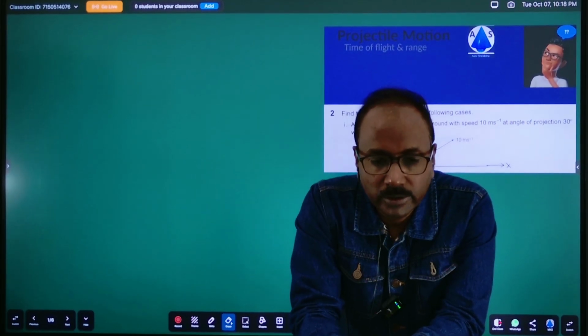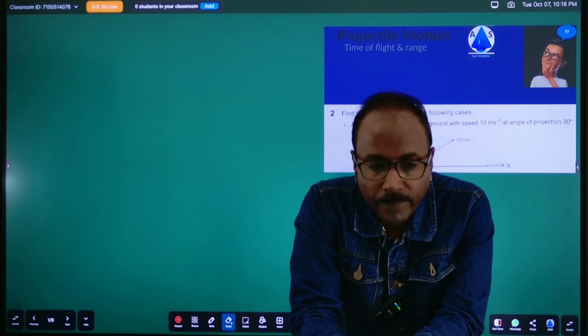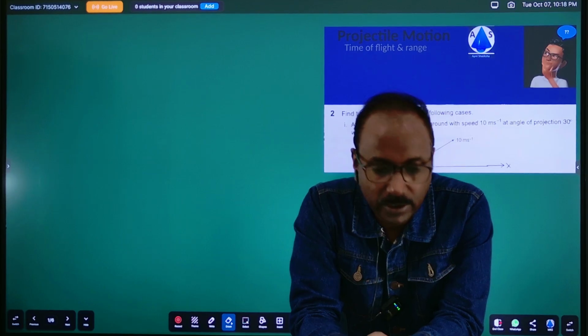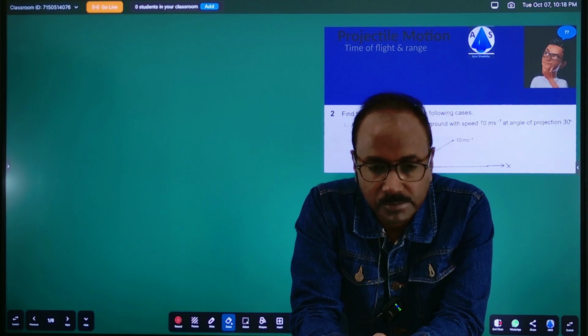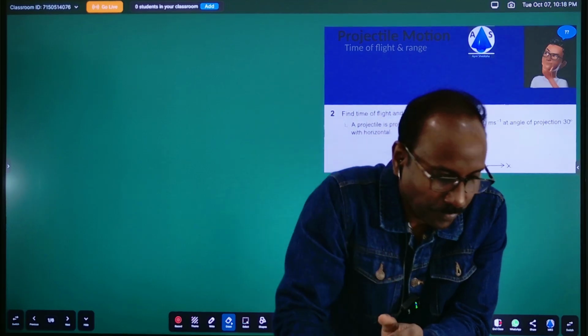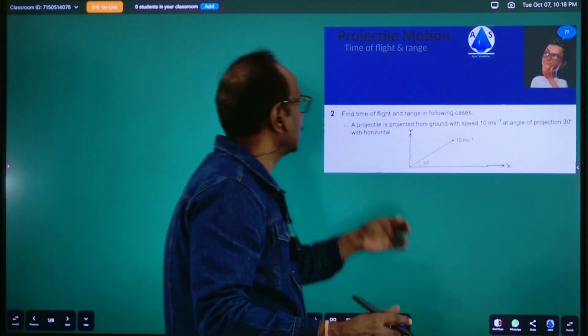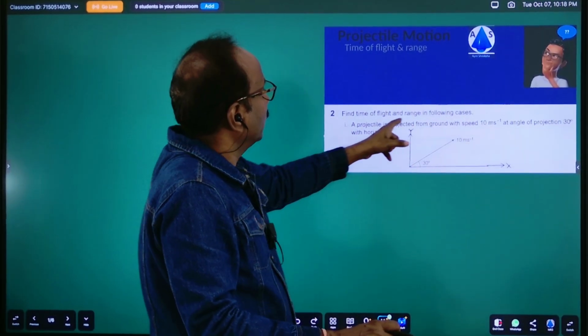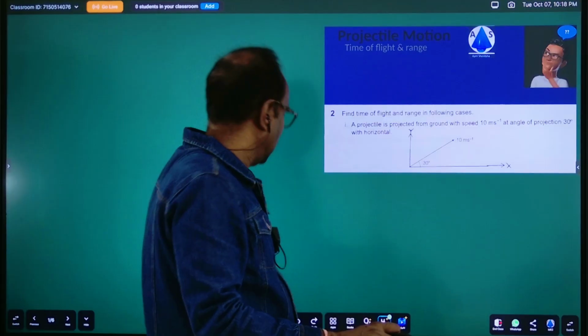So let us work on some problems for the time of flight and range when the projectile is projected from different locations, not only from the ground. First question is, find time of flight and range in the following case.